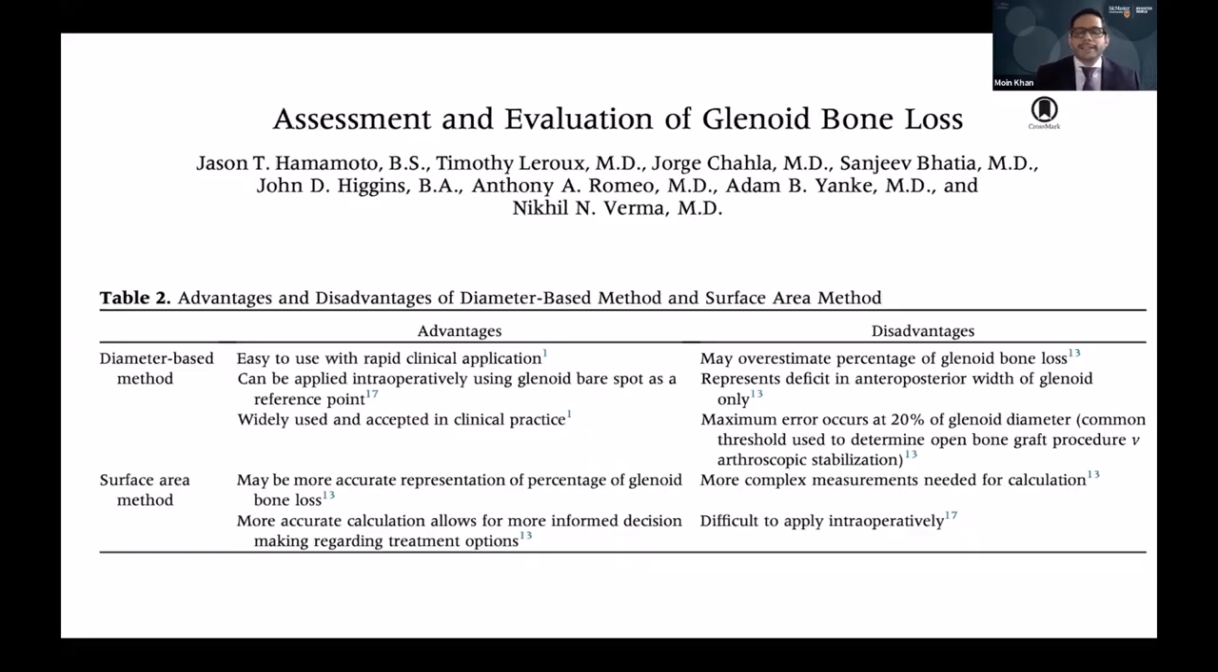There are advantages and disadvantages of different methods of measuring glenoid bone loss based on CT scan. In general, these methods can be broken down into two main areas: diameter-based methods and surface area-based methods. Just being able to recognize the pros and cons of these is important when measuring glenoid bone loss. The advantage of the diameter-based method is that it is easy to use in clinic and does not require any specific software. The disadvantage is that it may slightly overestimate the degree of glenoid bone loss. Surface area methods may be more accurate, but you require specific software to use them.